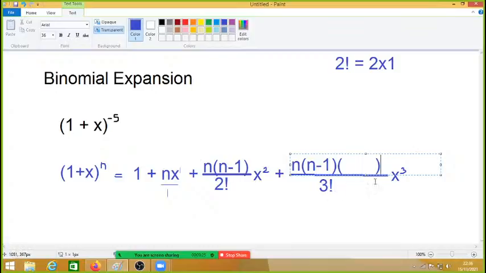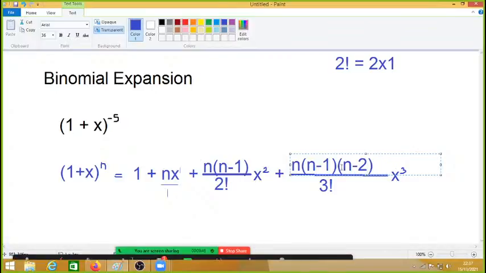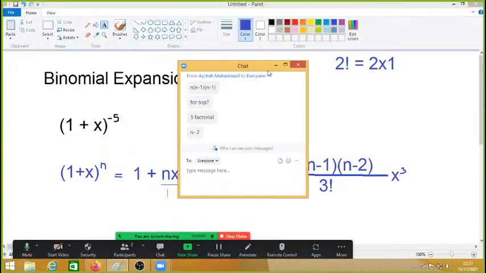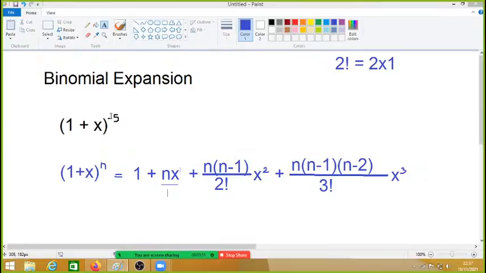So I had x to the power 2, and I had 2 things at the top. So x to the power 3, natural to think that I've got 3 things at the top. And they just have to remember that it goes down by 1. So it's going to be n, not minus 1 this time, but minus 2. Good. So that's the general formula that we're going to use to expand anything like minus 5. We don't need to keep going on because you should get the pattern by now.